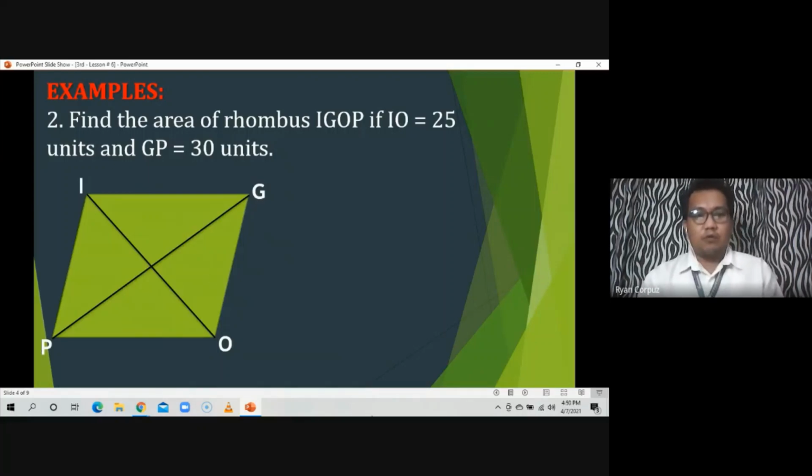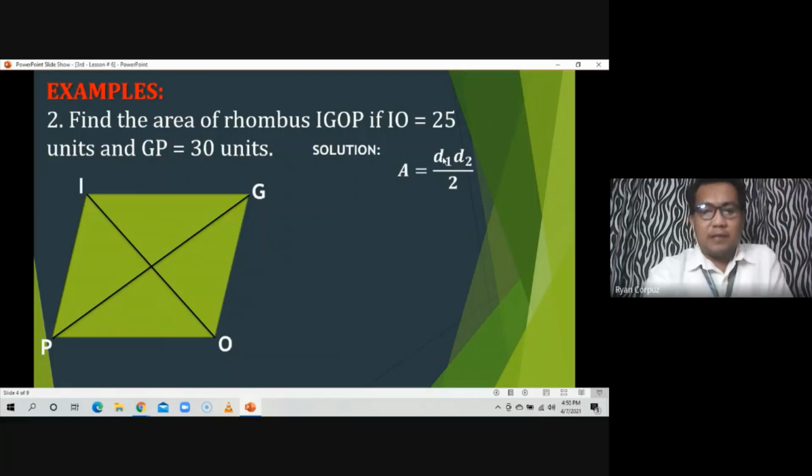So, what are we going to do to solve for this? So, balik ulit tayo sa formula na present natin kanina. Since rhombus, isang characteristic niya is that it has perpendicular diagonals, so we can make use of the second formula that we have presented earlier. What is that formula? So, to have the solution for it, the formula that we are going to use is A is equal to D sub 1 times D sub 2 all over 2.